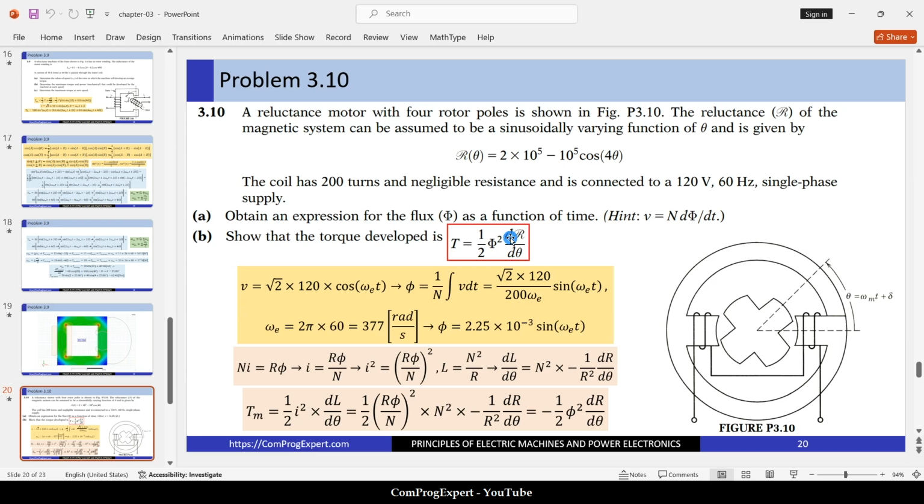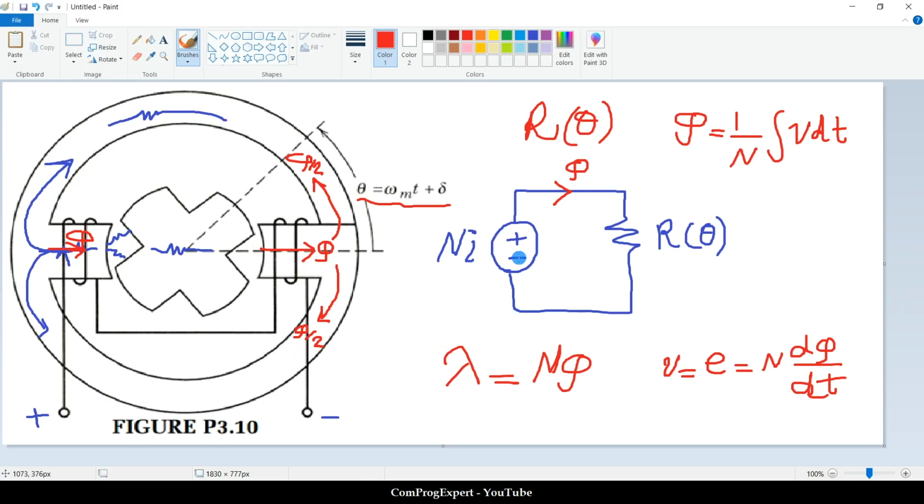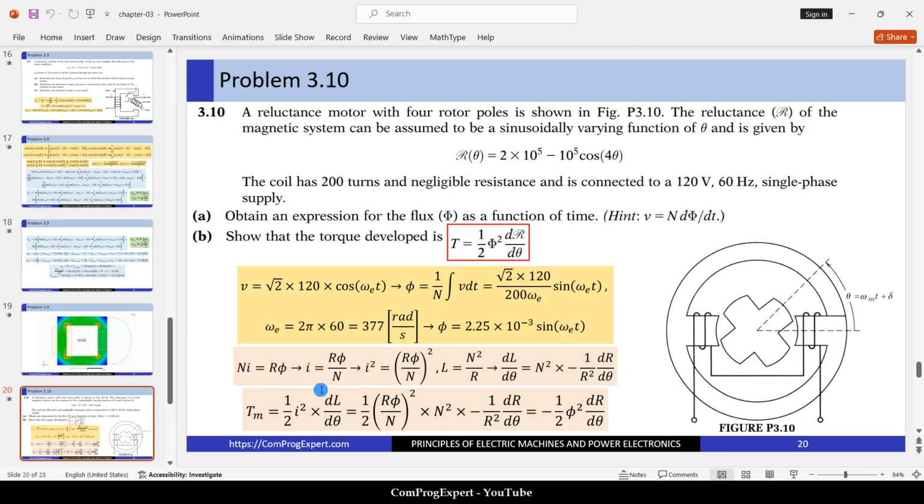We can derive different equations for calculation of the force or torque. How can we prove this equation? Here we can write N times I is equal to reluctance times phi. In this circuit, phi is equal to Ni divided by reluctance. So from this equation we can calculate I. I am going to use this equation to prove this one.